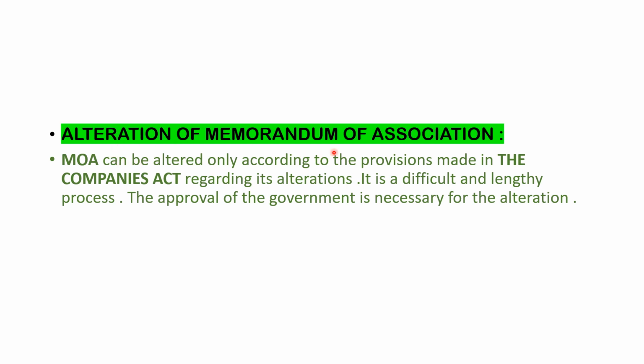Now comes the alteration of the Memorandum of Association. It can be altered only according to the provisions laid down in the Companies Act. But altering the Memorandum of Association is a very difficult and very lengthy process. It cannot happen now and then. It's almost next to impossible. The approval of the government is necessary for the alteration. It is such a rigid document that every now and then you cannot make changes in it. No amendment is possible easily, no alteration, no changes.